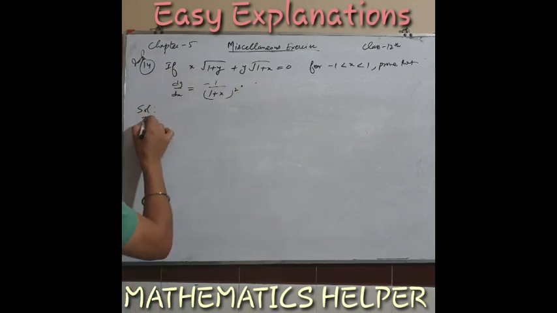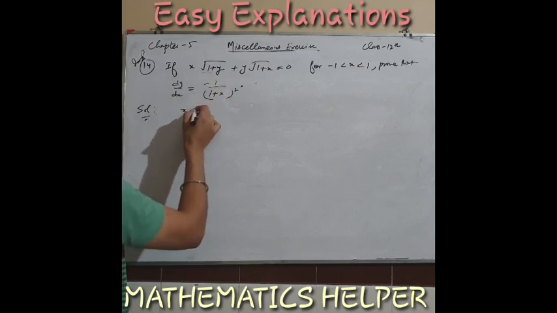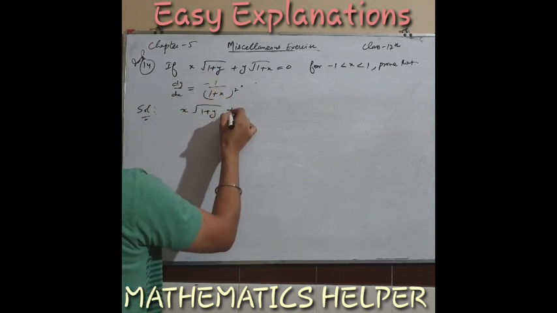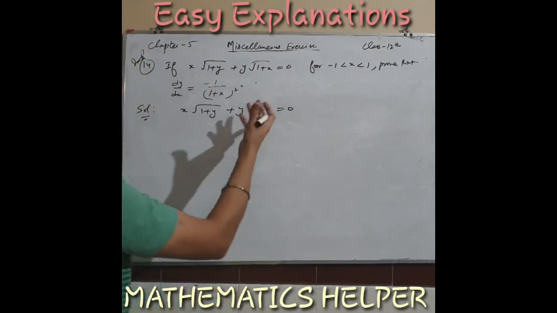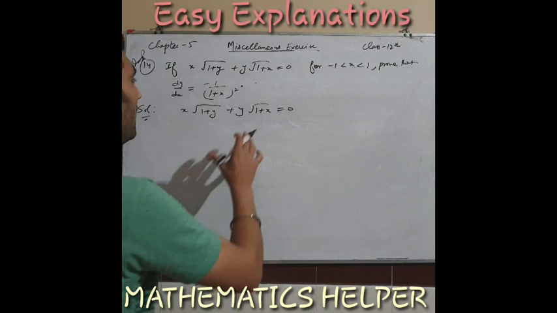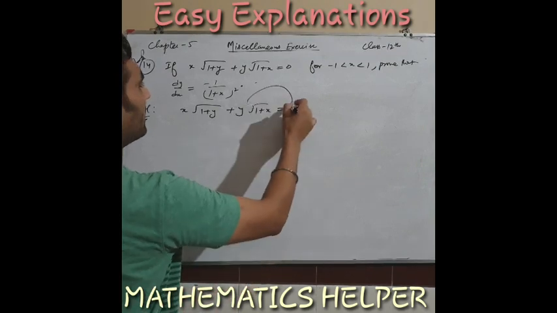Let me start its calculation. We have given with this only x square root of 1 plus y, plus y square root of 1 plus x, equal to 0. Directly there is no value of y given, so there is a need of some calculation. First of all, shift this to the right side.